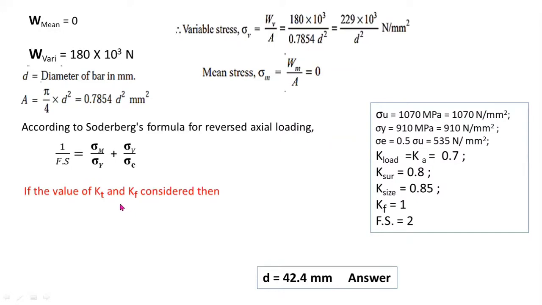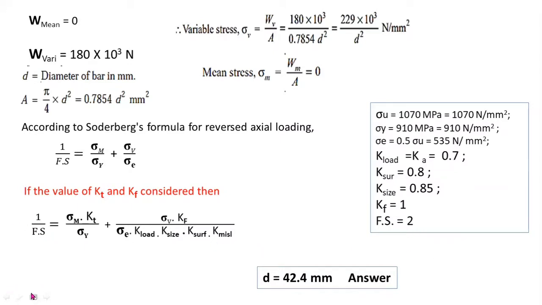If you are considering surface finish factor, load factor, size factor, and fatigue stress factors, then the equation is 1 by fs equal to sigma m into kt by sigma y plus sigma v by kf into sigma e into load factor, size factor, surface finish factor, and miscellaneous factor. Substitute these values in this equation, you can get the answer D.